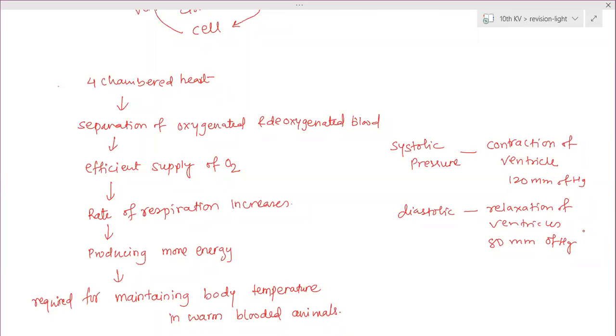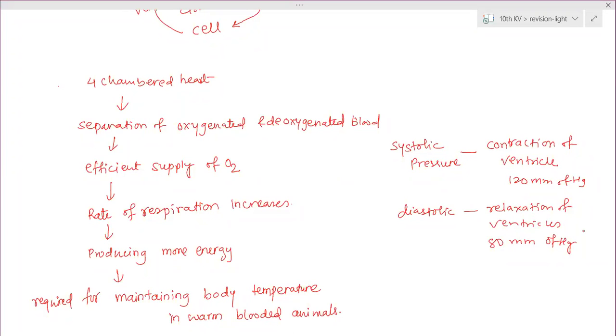Okay. Remember, the ventricles are thicker than the auricles, because they have to pump the blood outside the heart. So they have thick walls as compared to the atrium, and further they are more elastic. Okay, that's it. Valves are present to prevent backflow of blood. So that is all about the circulatory system.